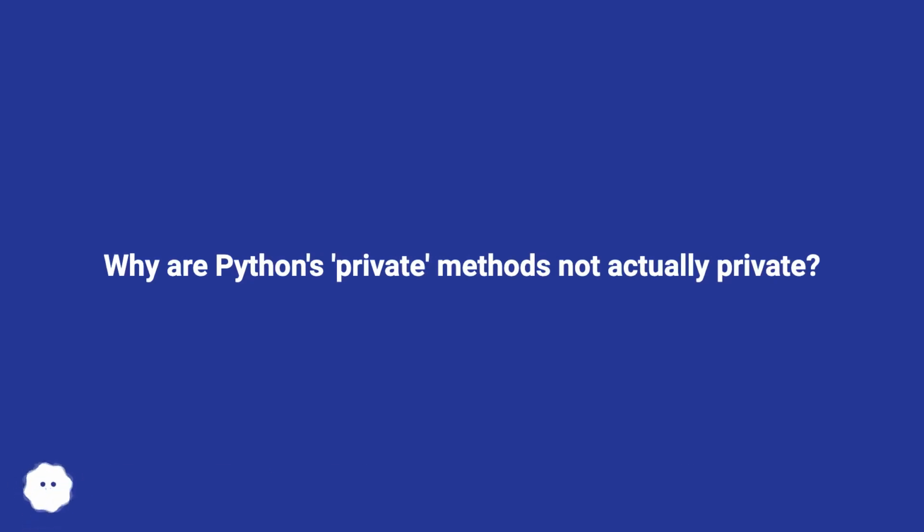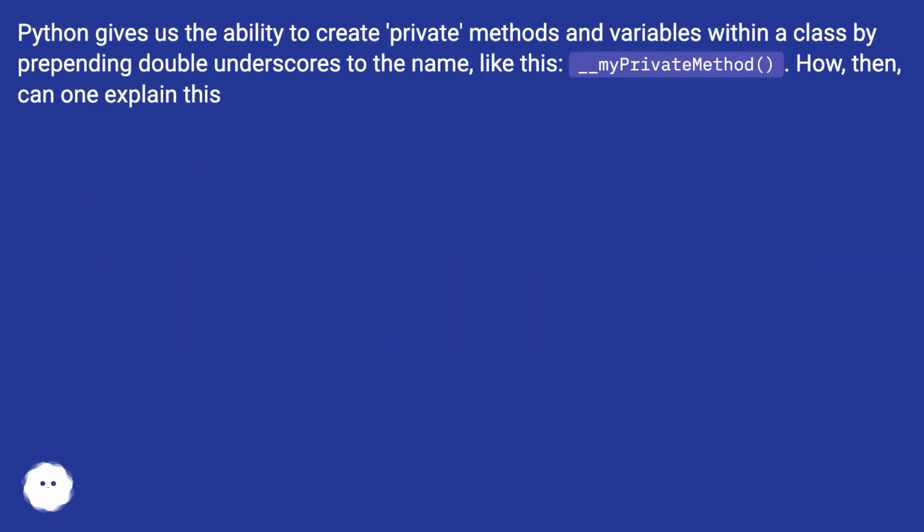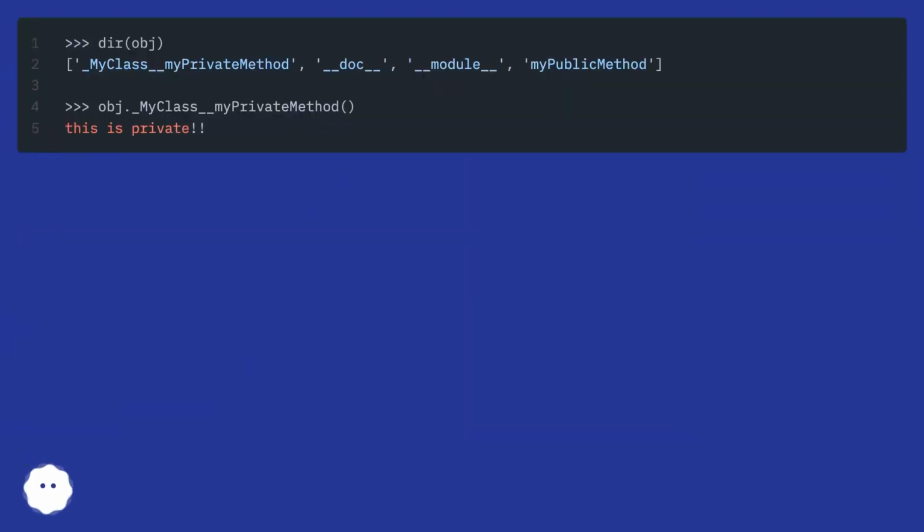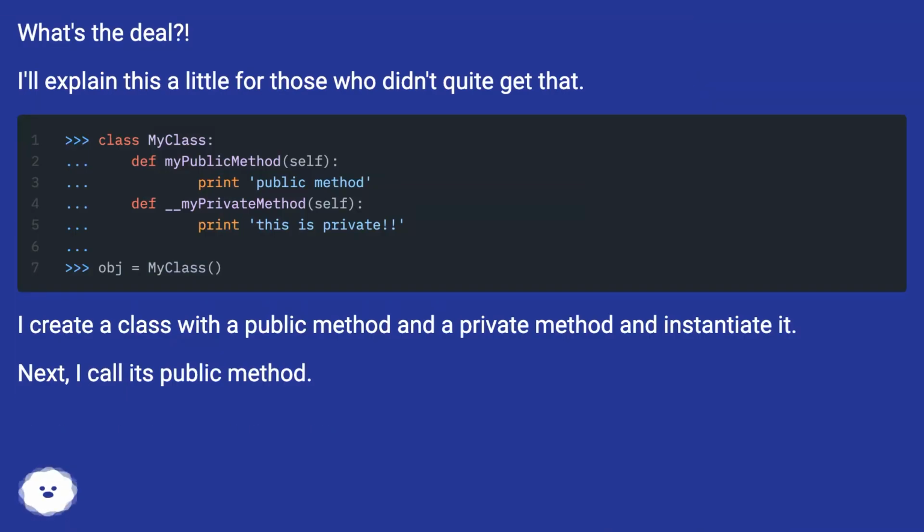Why are Python's private methods not actually private? Python gives us the ability to create private methods and variables within a class by prepending double underscores to the name, like this, __myPrivateMethod. How, then, can one explain this? What's the deal? I'll explain this a little for those who didn't quite get that.